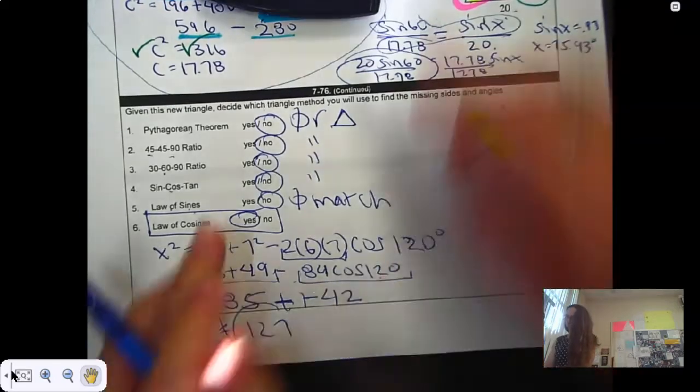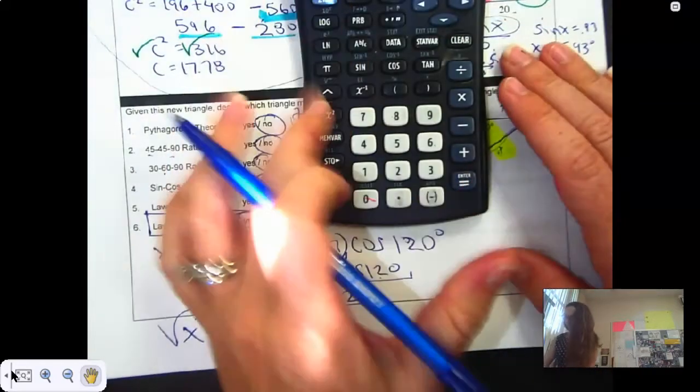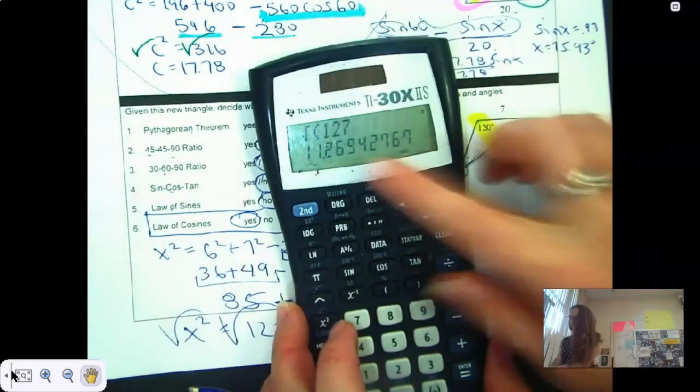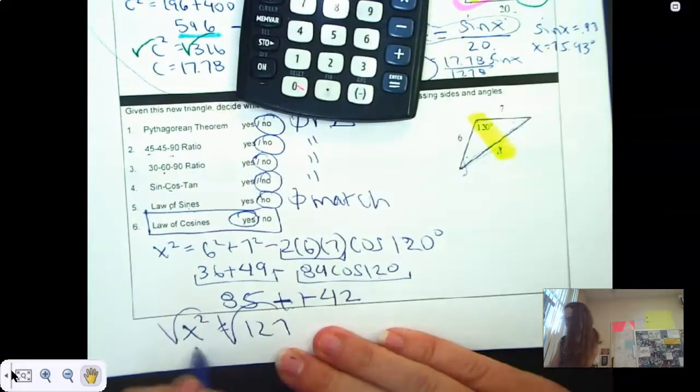Square root, square root. The square root of 127 is 11.27.